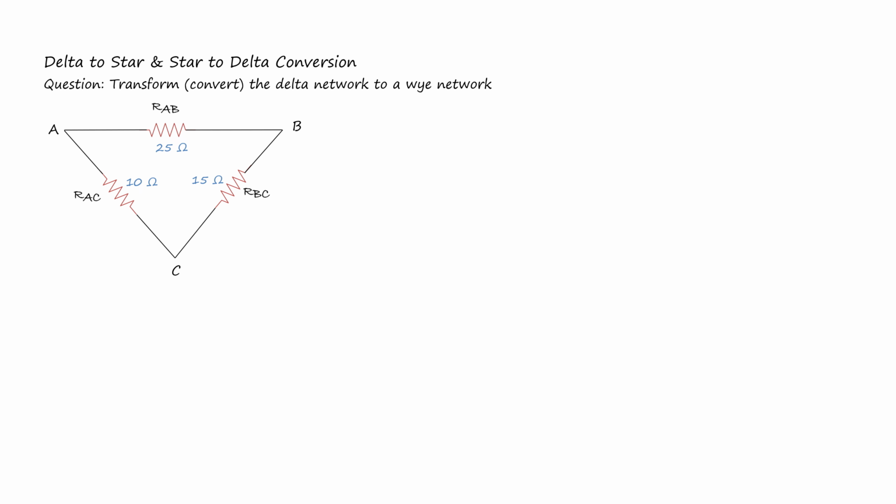So we change the circuit into the Y network form. The circuit will look like a star connection with three resistors RA, RB, and RC. From the circuit above, we use the delta to star conversion formulas. First, let us find RA.